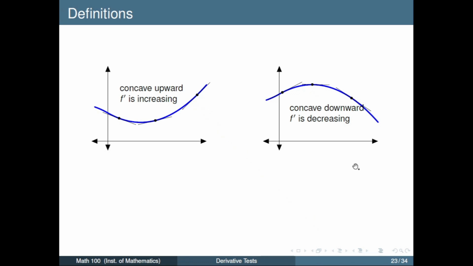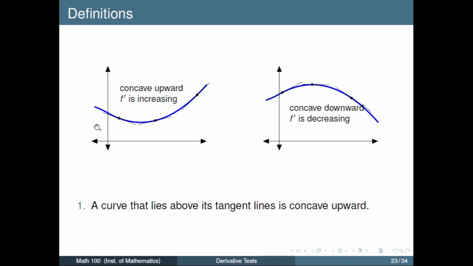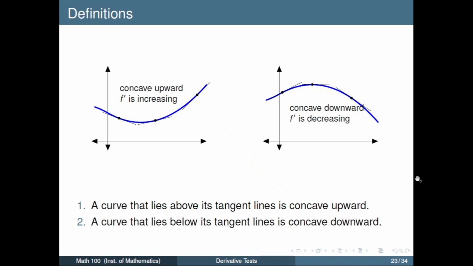That is, if the curve lies above its tangent line, so, dito yung graph natin, lahat nasa taas siya ng mga tangent lines, then it is concave upward. On the other hand, if the curve lies below its tangent line, then it's concave downward.